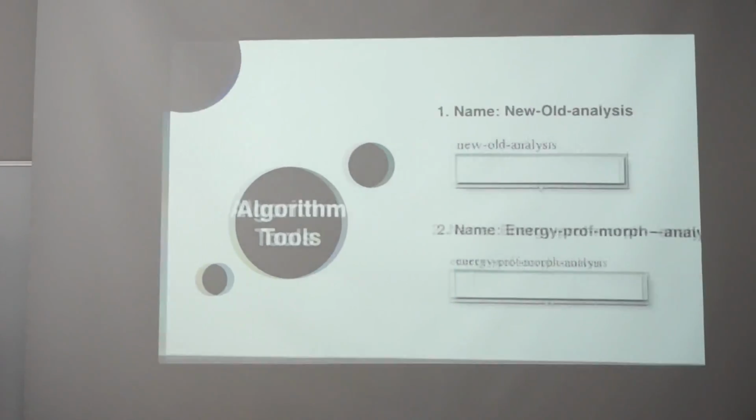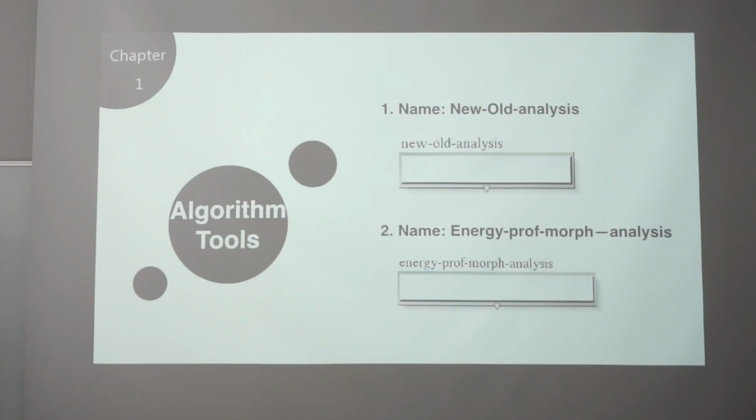They are named New Old Analysis and Energy Profile Analysis. The New Old Analysis tool can calculate the newness and oldness of the note, and the Energy Profile Analysis tool can calculate the energy of the note. The 2 algorithm tools complete the calculation of the music morphology curve together.